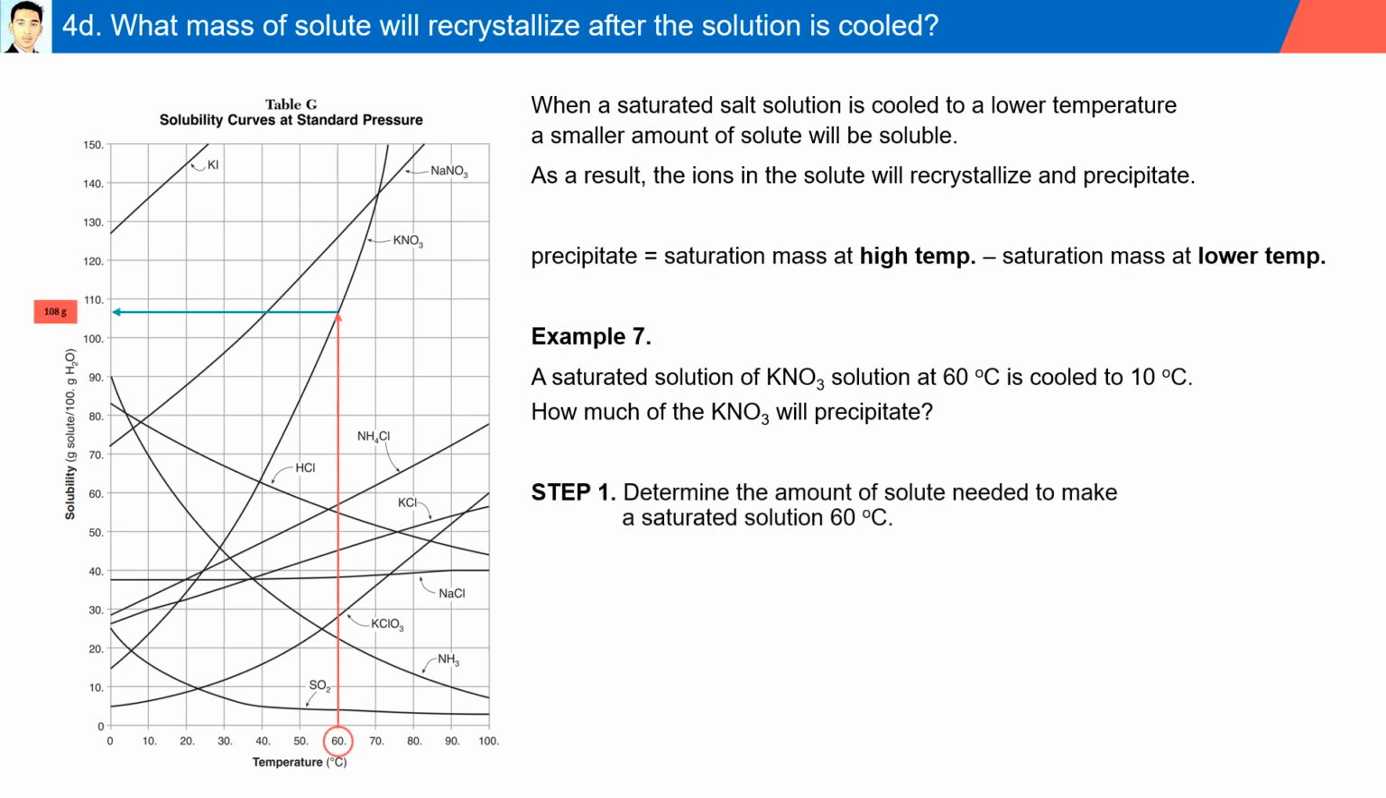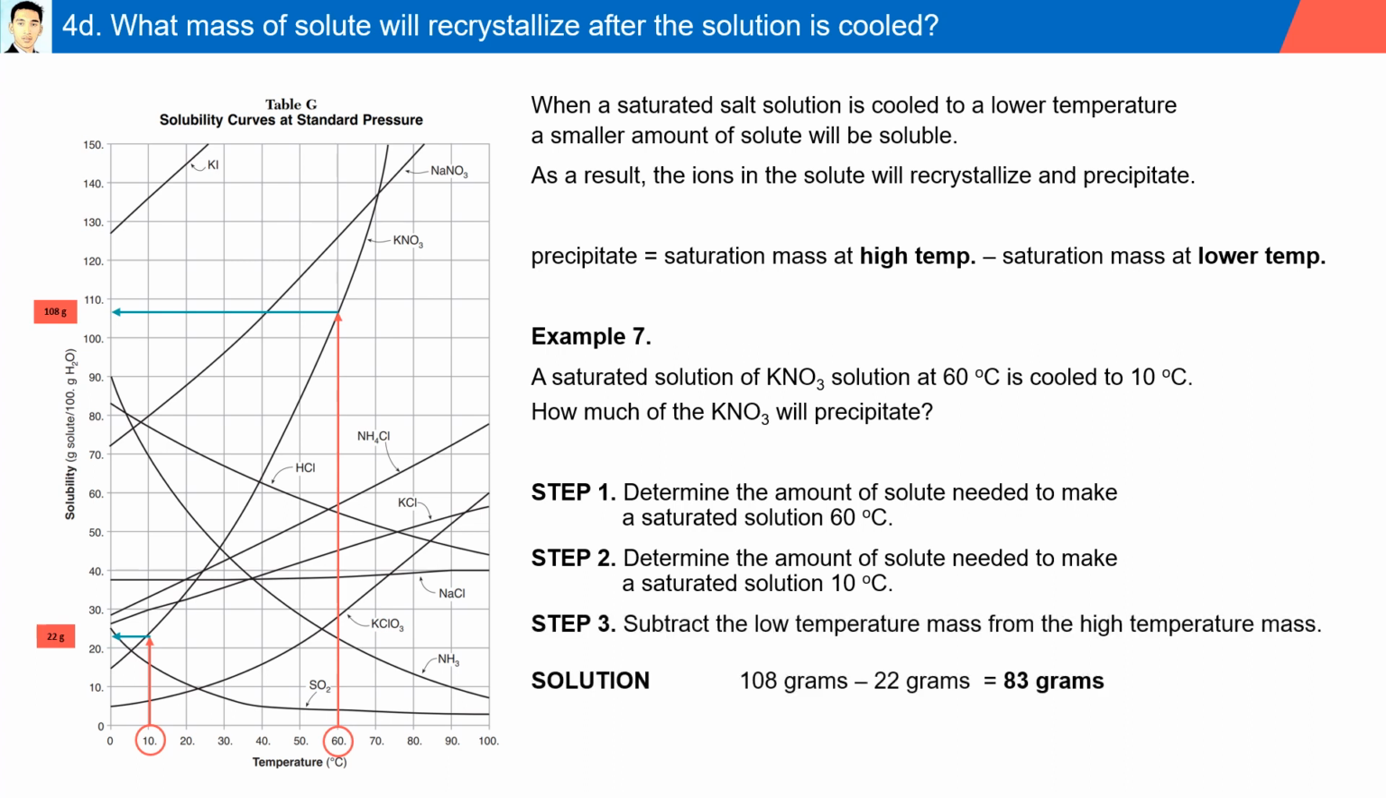First, we determine the amount of solute needed to make a saturated solution at 60 degrees. Next, we determine the amount of solute needed to make a saturated solution at 10 degrees. Then we subtract the two. 108 grams subtracted by 22 grams is 83 grams.